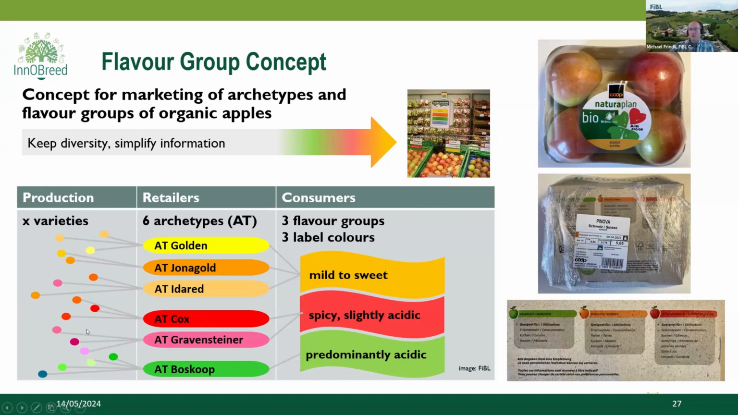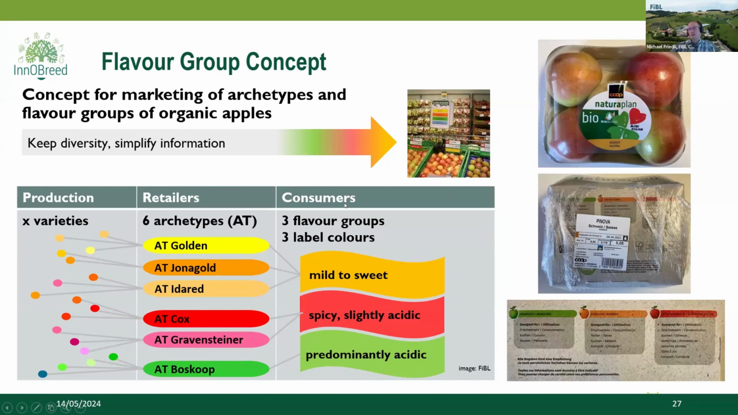So here we have on the left the production, and you can see that we have really a lot of different varieties that are produced. And then the retailers can order on some defined archetypes. So you have some varieties that have a similar flavor group. And then in the end, for the consumer, there are just 3 flavor groups that you have on the labels for the different varieties. And you can see here an example, the variety Pinova. On the back, you can see which variety it is, but in the end, for the consumer, it's just labeled as a sweet, mild to sweet variety.